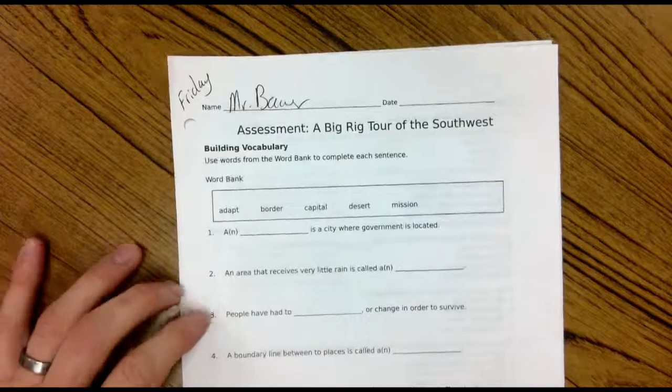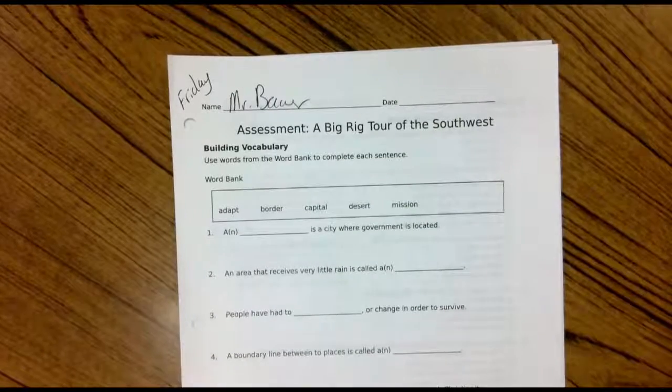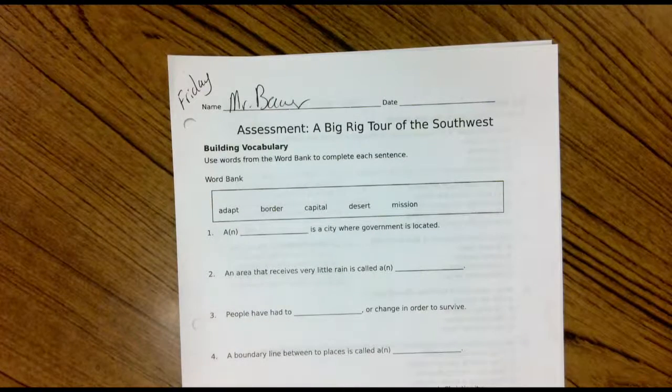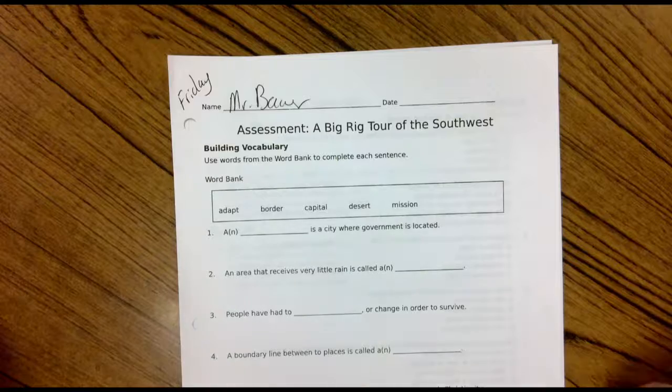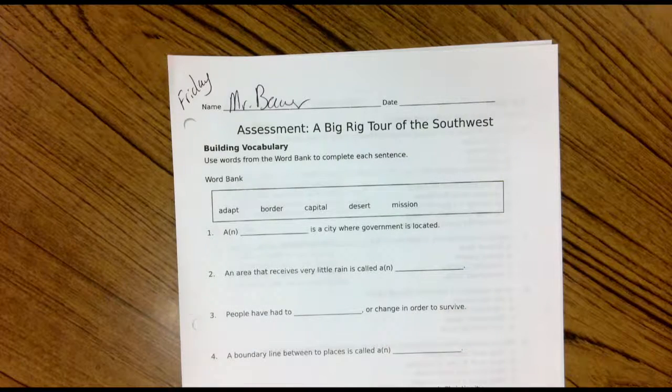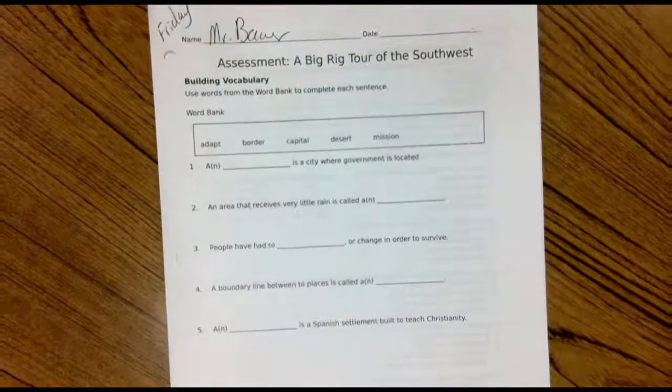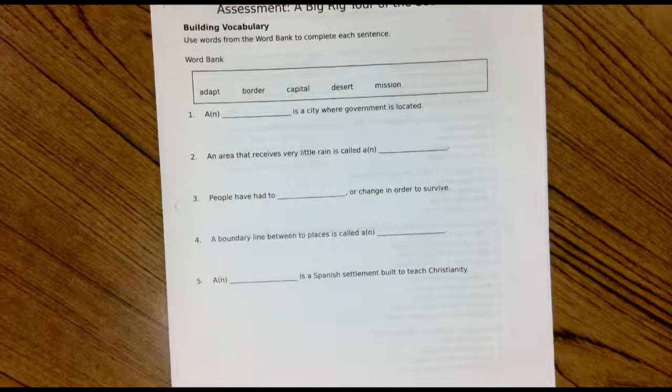Number 2, an area that receives very little rain is called a blank. This whole region would be considered part of this. Number 3, people have had to blank or change in order to survive. A lot of times we think of animals doing this. Even people have to do this sometimes.